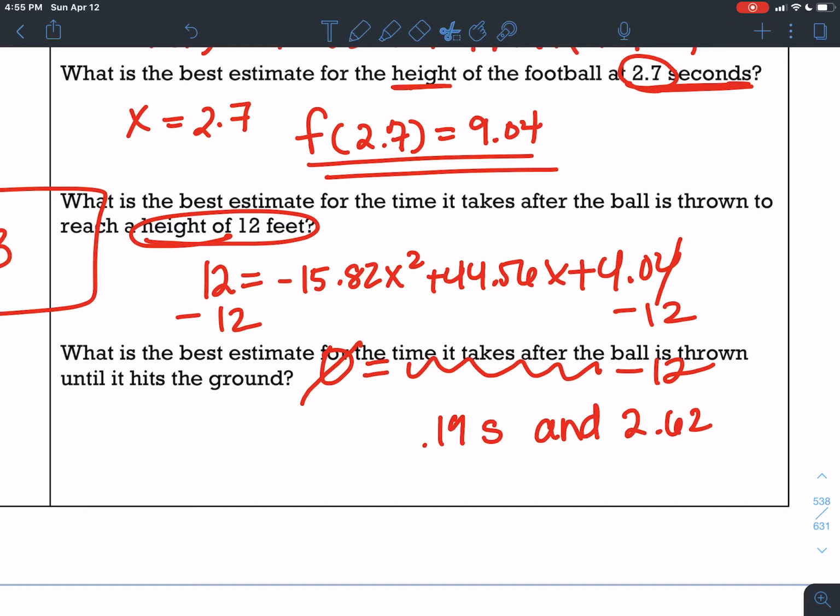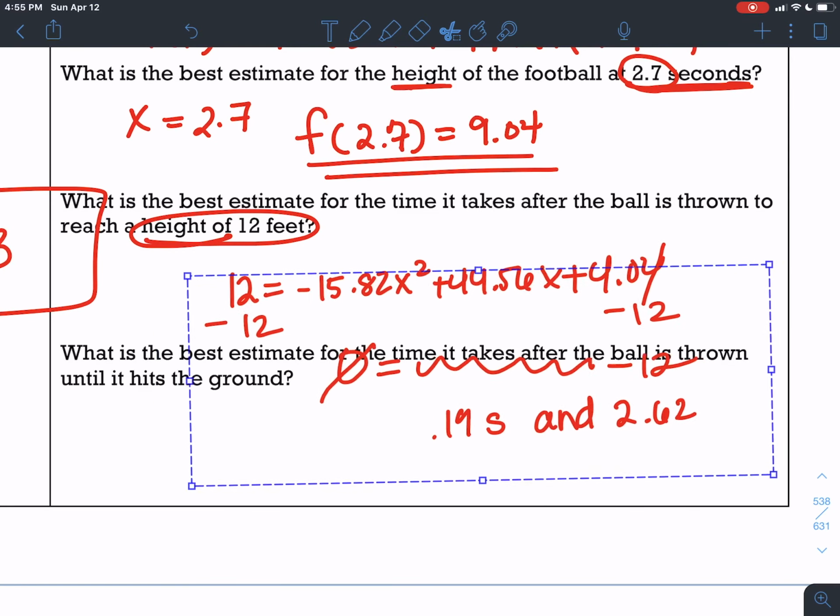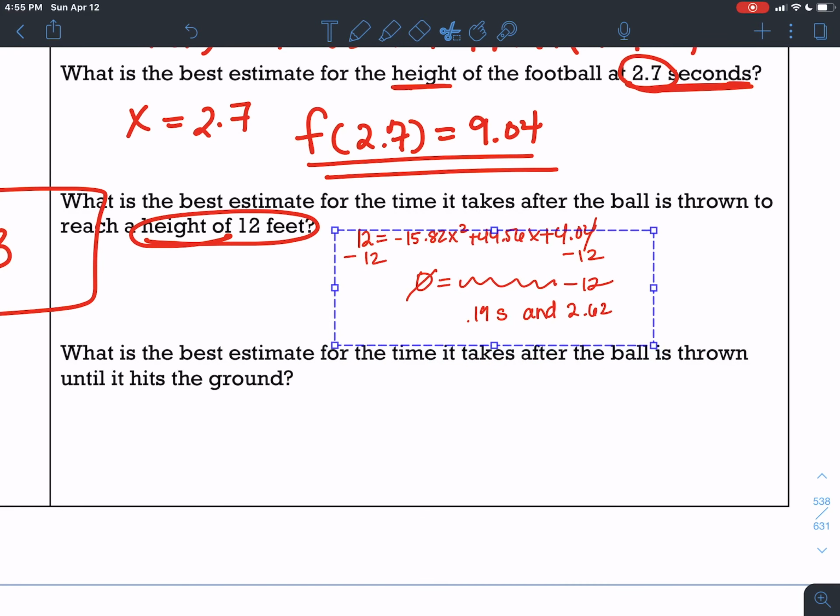Let me go ahead and get this out of the way. Oh, excuse me. It said to reach. So that means the first one. So that one's the answer.